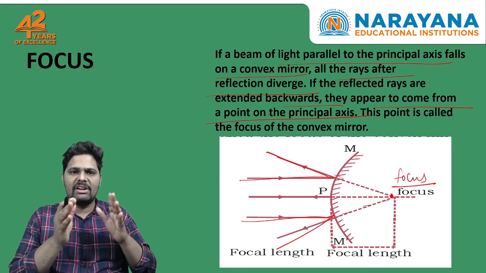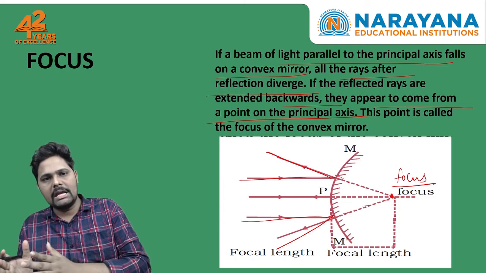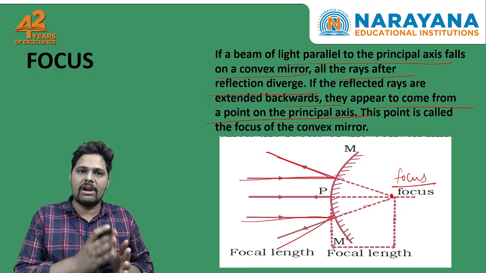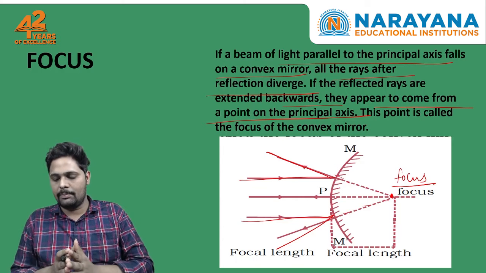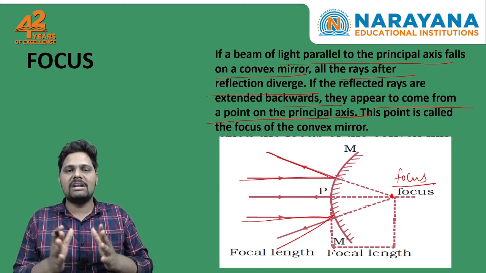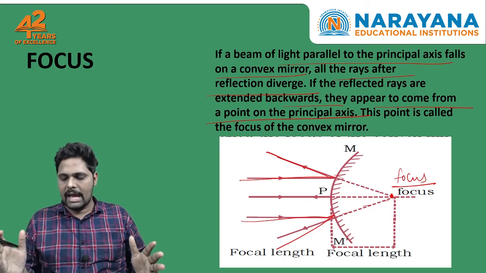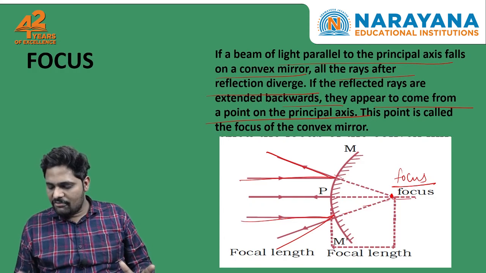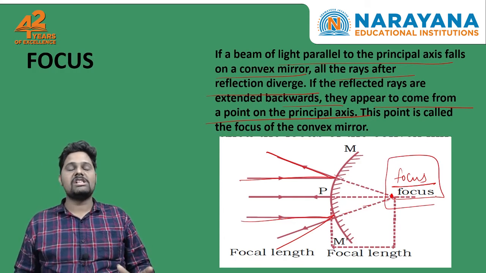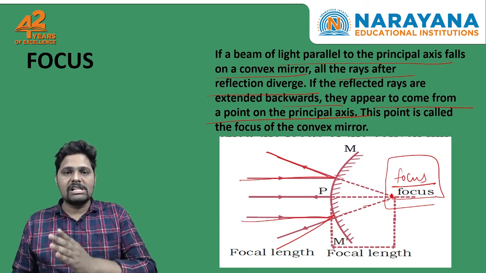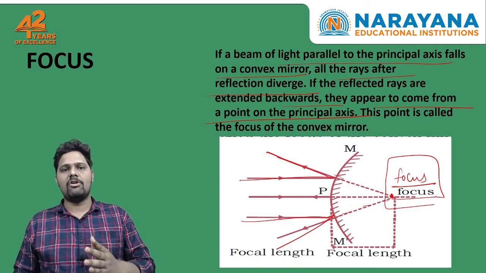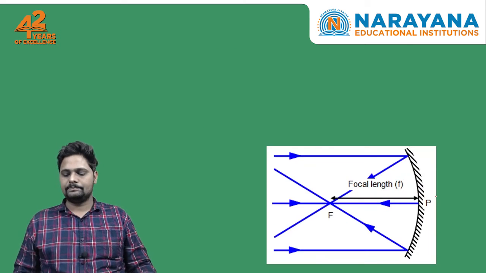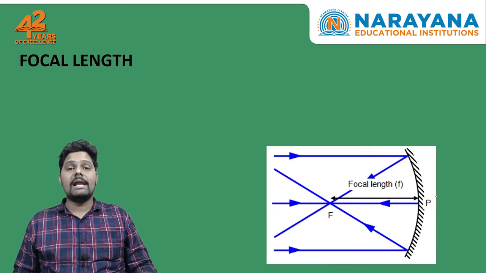That is the difference between the focus in a concave mirror and in a convex mirror. The focus in a concave mirror will be in front of it. The focus in a convex mirror will be behind it. That's the difference between the focus of a concave as well as a convex mirror. And here is one more important point to be noted. The focus formed here is called a virtual focus. The focus formed in a convex mirror is a virtual focus, whereas the focus formed in a concave mirror is a real focus.